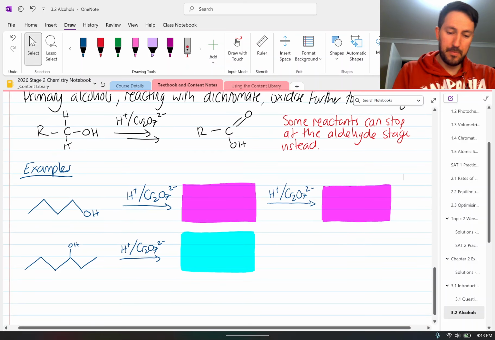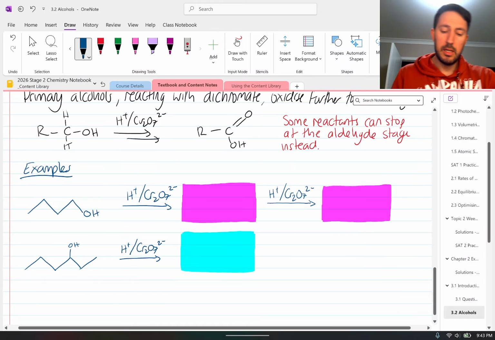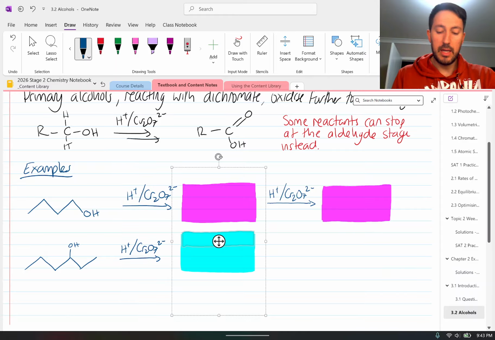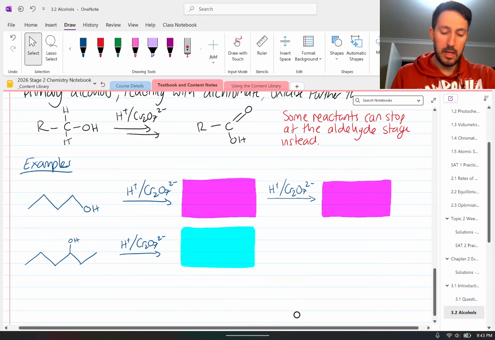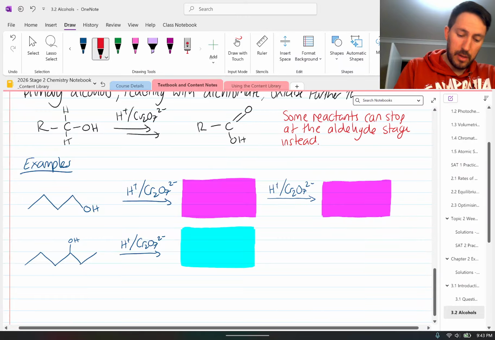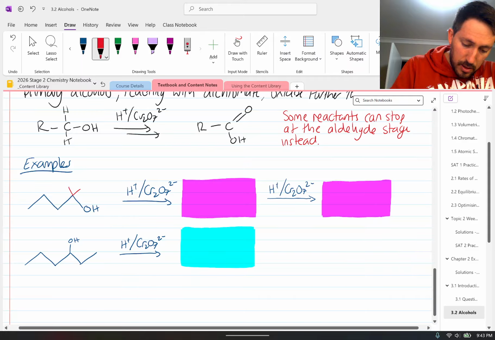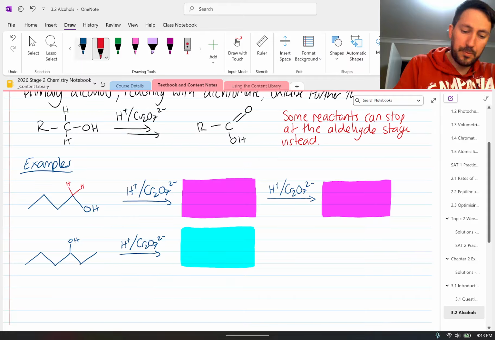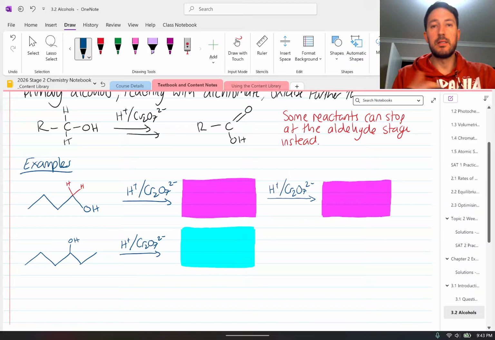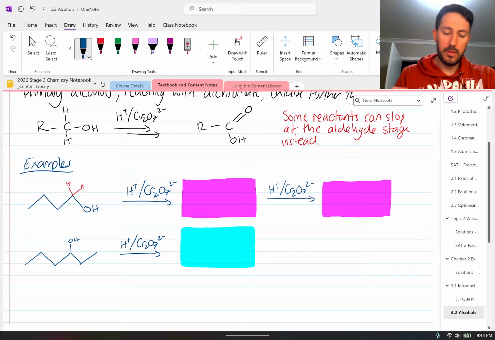So let's have a look here. Let's do another example. If we take this alcohol here, it is a primary alcohol. That means that we have two little hidden hydrogens there and there. If we were to react it with acidified dichromate, now I know I keep saying acidified dichromate and acidified potassium dichromate interchangeably. They are the same solution, it's just the potassium is what you use to make the solution. The potassium doesn't really have much to do with the reaction itself.